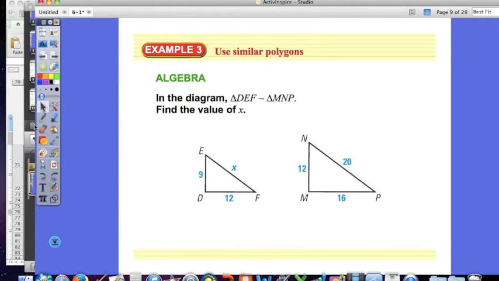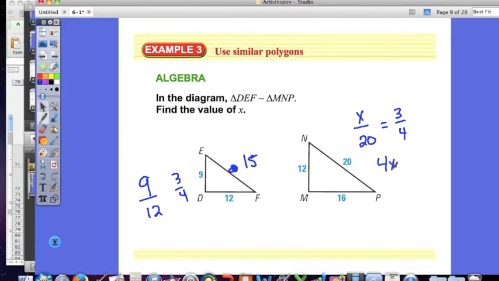And for example 3, they want us to use this diagram to find the value. So I can see that 9/12 is equivalent to 3/4. And 12/16 is equivalent to 3/4. So I need a number over 20 that'll be equal to 3/4. Well, 4 times 5 is 20, 3 times 5 is 15. I also could have cross multiplied and solved the proportion and gotten that x was equal to 15.